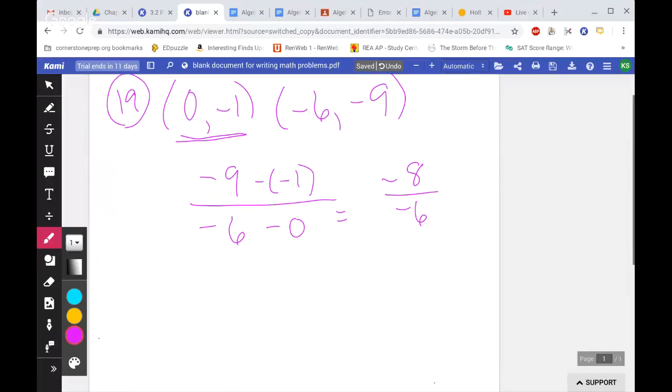That's actually the y-intercept of the equation. That one with the 0. Remember, when it has a 0 in the x, it is the y-intercept. Okay, so we have -8 over -6, which reduces to -4 over -3, which is a positive 4/3.